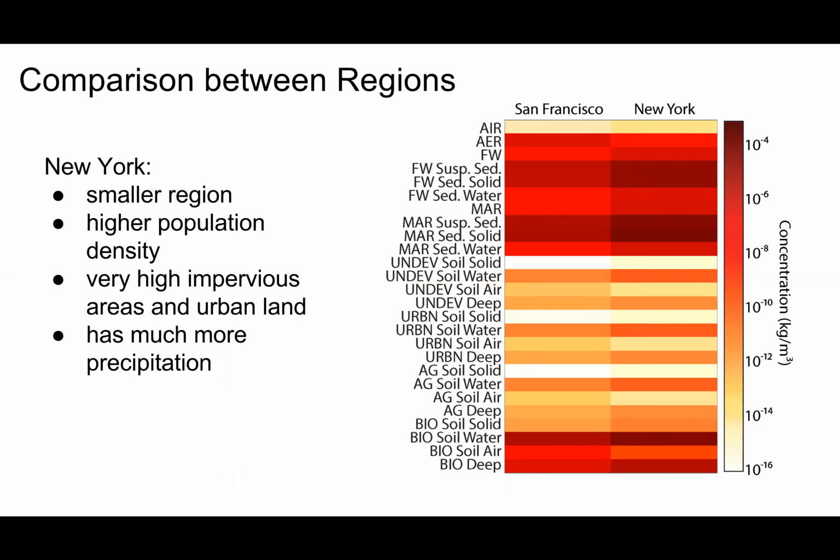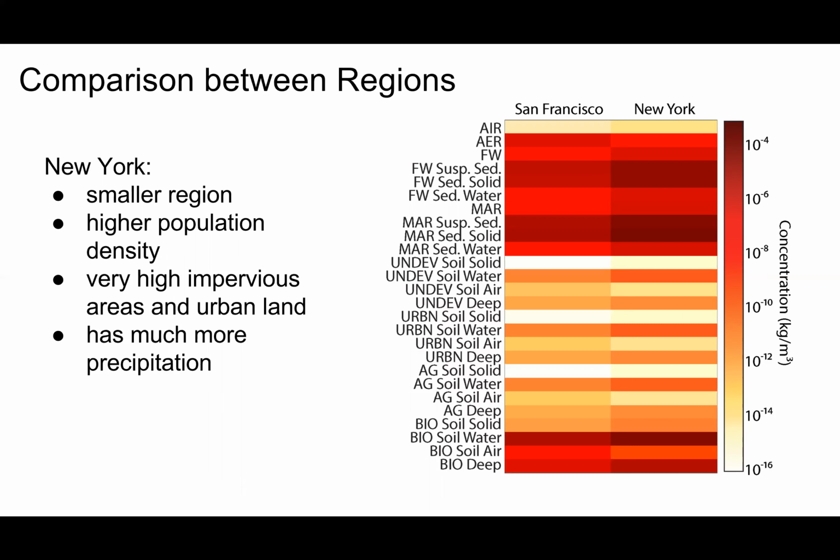We can also compare across different regions to see how the regional differences impact our environmental concentrations. For example, if we look at New York, it's a smaller region, it has a higher population density, it has much more impervious land and a lot more urban area, and of course it gets a lot more precipitation. These translate to differences in our environmental concentrations, which you can see on the right.